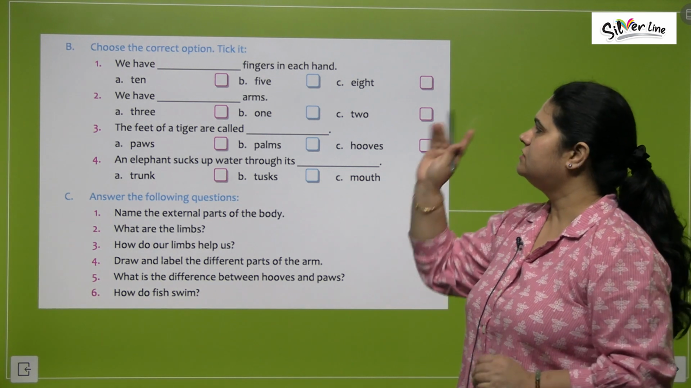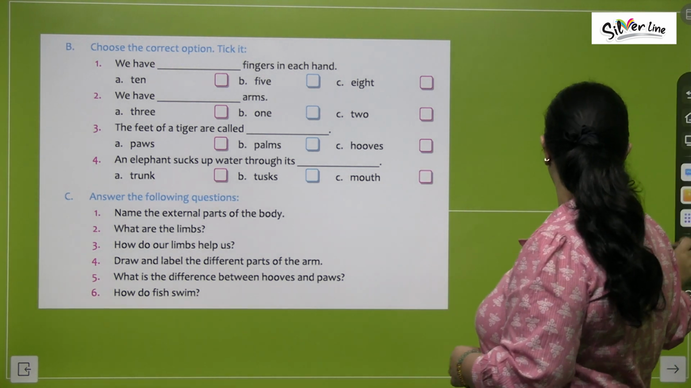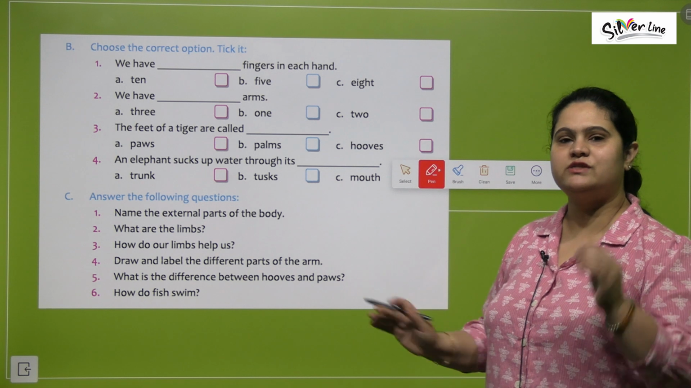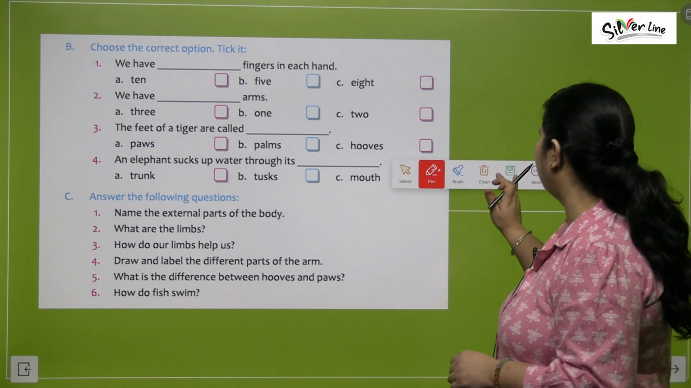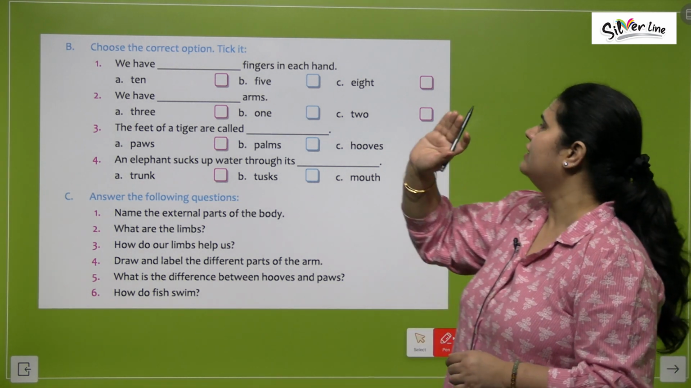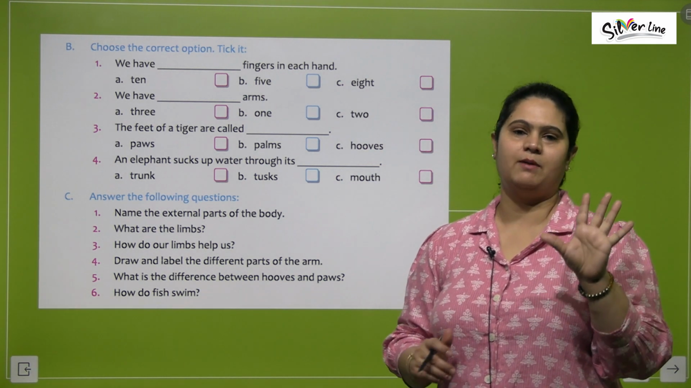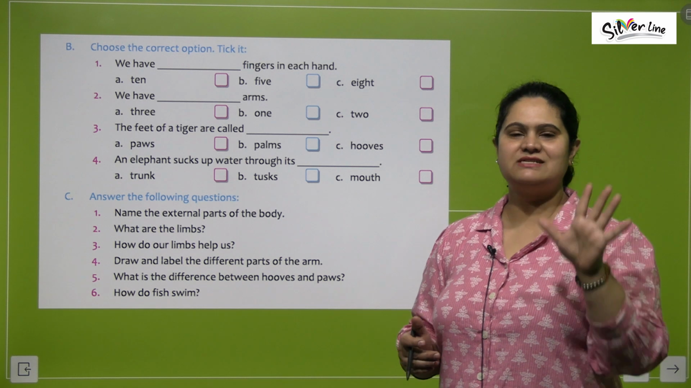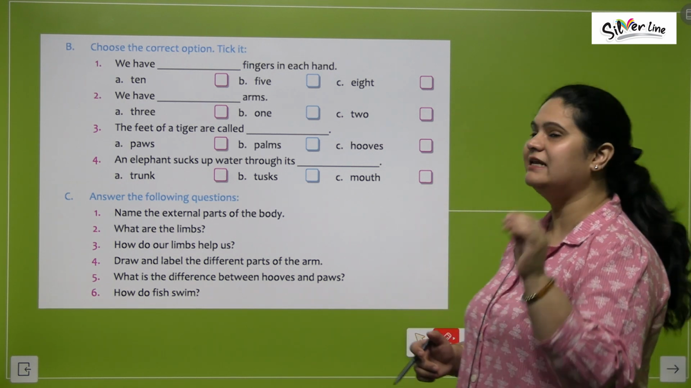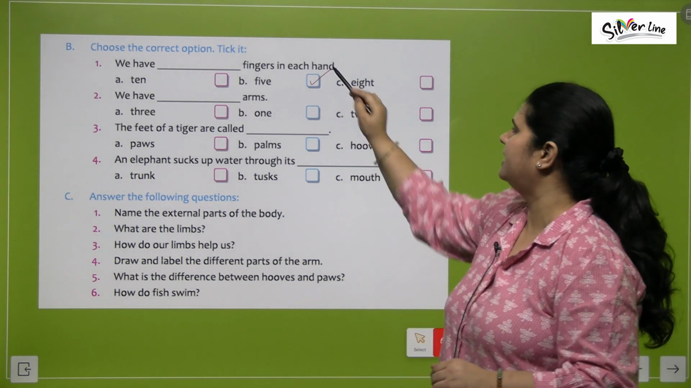B part. Choose the correct option. We are given a few options here. We have to choose the correct ones. Number 1. We have dash fingers in each hand. एक हाथ में हमारी कितनी fingers हैं? Yes, we have 5 fingers in each hand. So let's take 5.